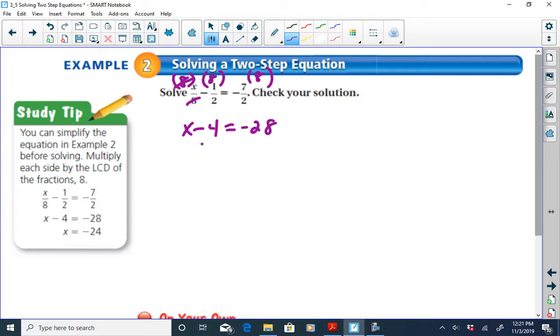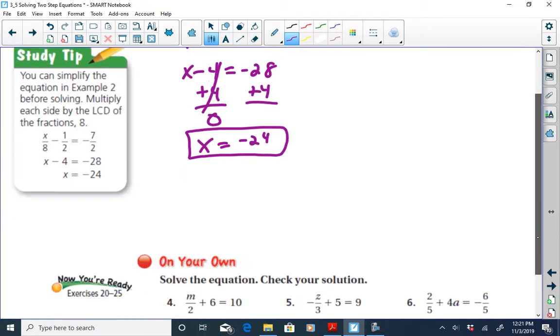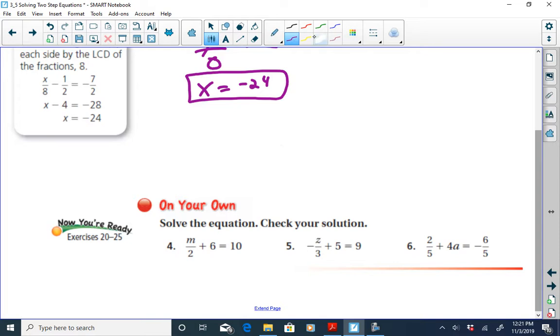Now we have a one-step equation, so I'm going to add 4, right, using the inverse operation to both sides of the equation. x is going to be equal to negative 24. All right, I can check that answer, right, see if that works. Negative 24 divided by positive 8, that's negative 3. Negative 3, take away another half, is negative 3.5. Is negative 3.5 the same as negative 7 over 2? The answer to that is yes.